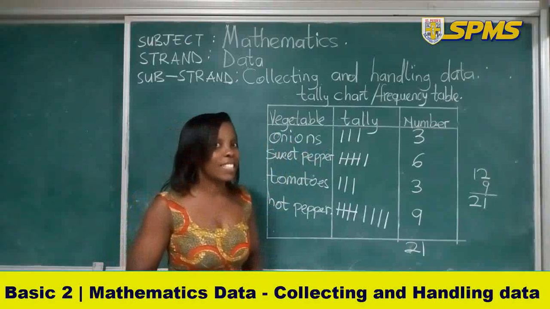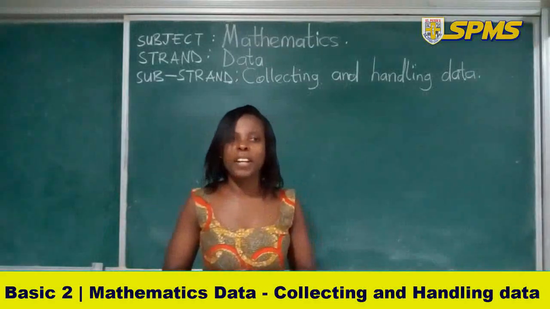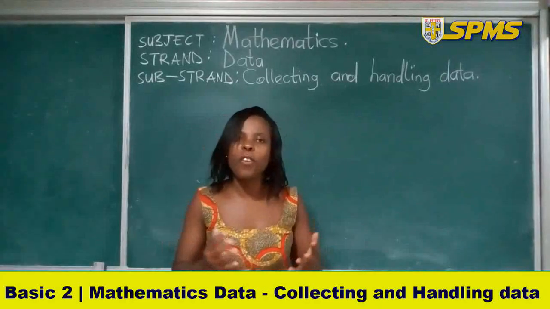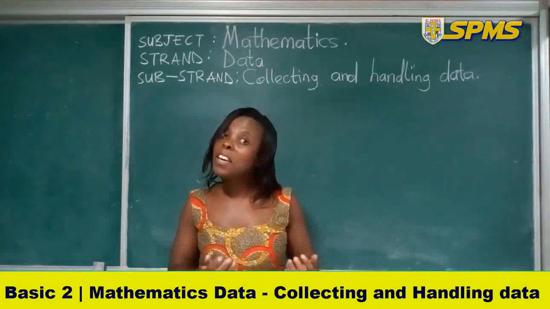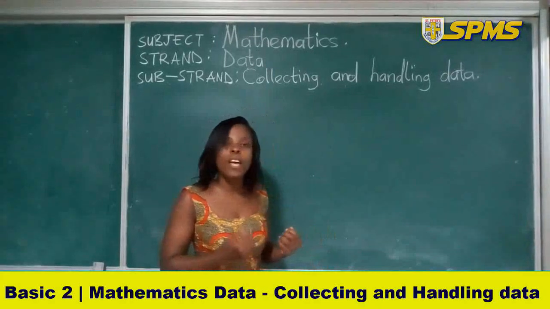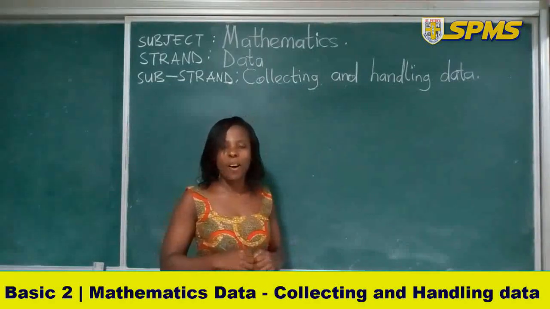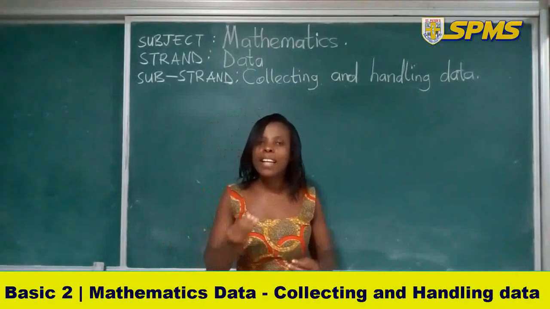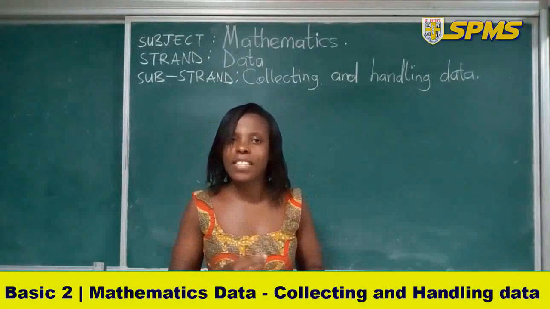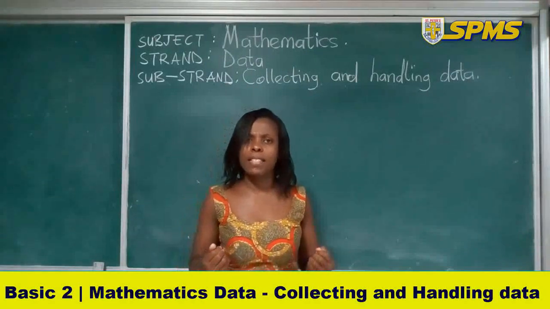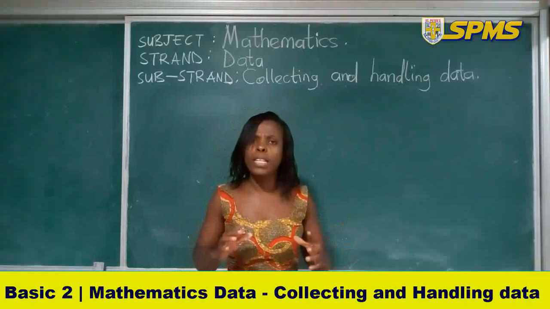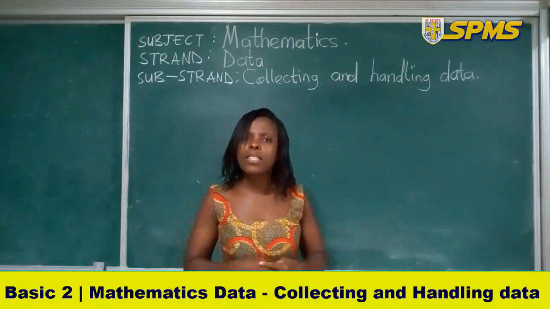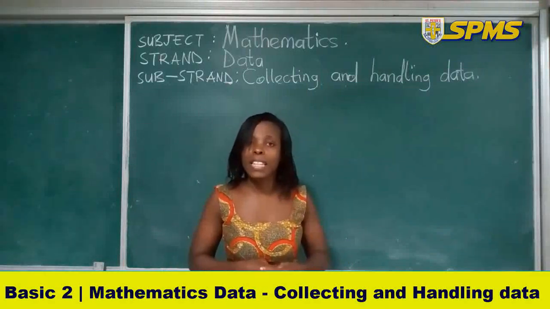Hope you are enjoying the lesson. Okay, my lovely children, I hope you've observed how I handled the data collected on vegetables. You could see you read the number of vegetables very easily. Okay, you remember in our previous lesson, we collected data on colors of pencils. Yes, pick your jotters. Draw the frequency table or the tally chart. Try and organize the colors of pencils that we had on the data we collected.